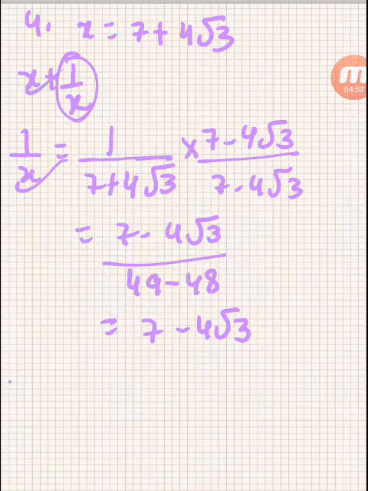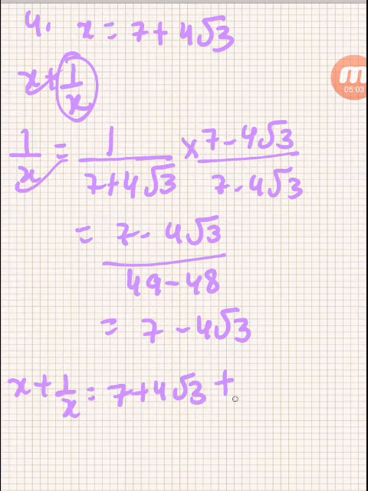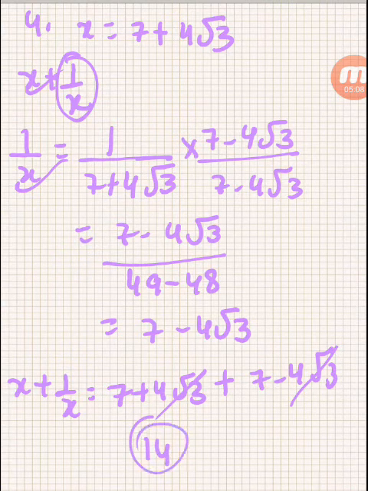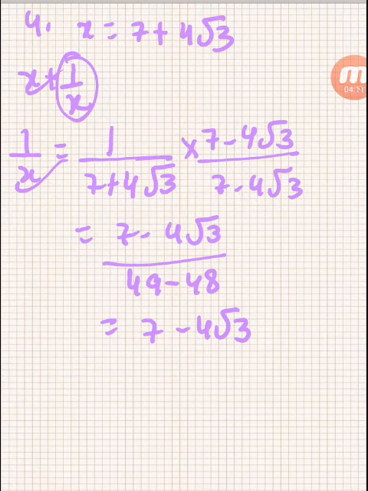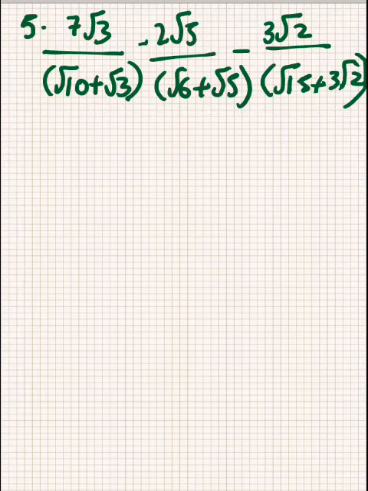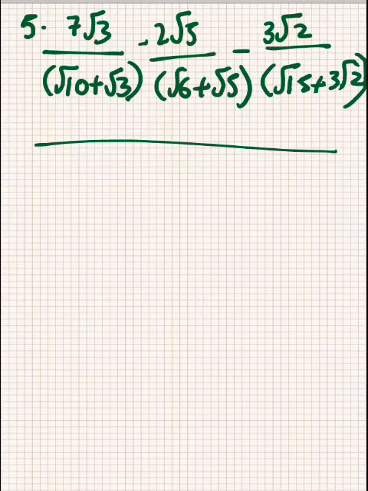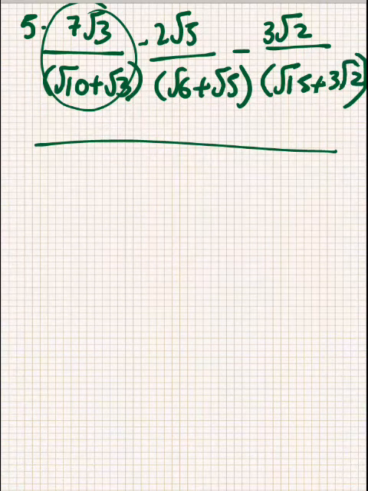Now we have x, so x plus 1 by x will be equal to 7 plus 4 root 3 plus 7 minus 4 root 3. So this cancels out. 7 plus 7, 14. So 14 is our answer for question number 4. So this is question 5, and we have to find the value of this whole expression. So we all know the process. We have to multiply this one by root 10 minus root 3 and so on. So I am quickly writing the answer because it can be solved easily. So the final answer will be equal to 1 after solving this all.